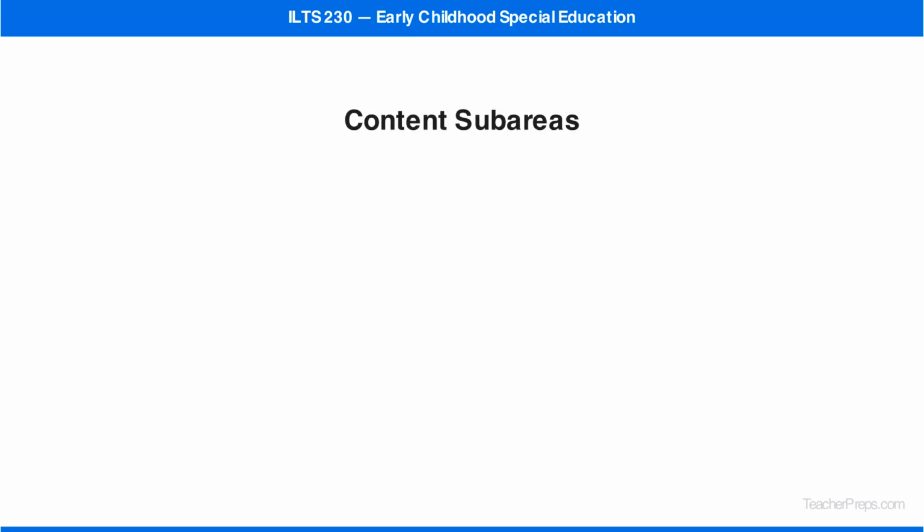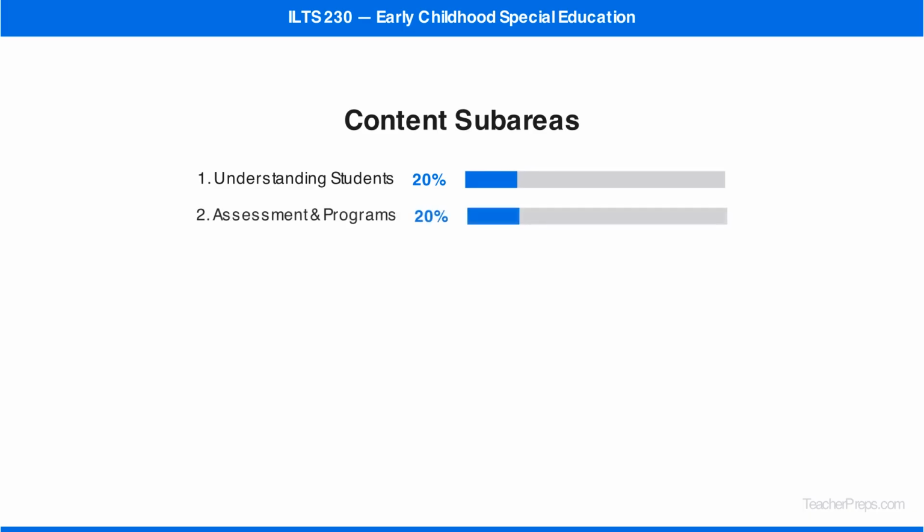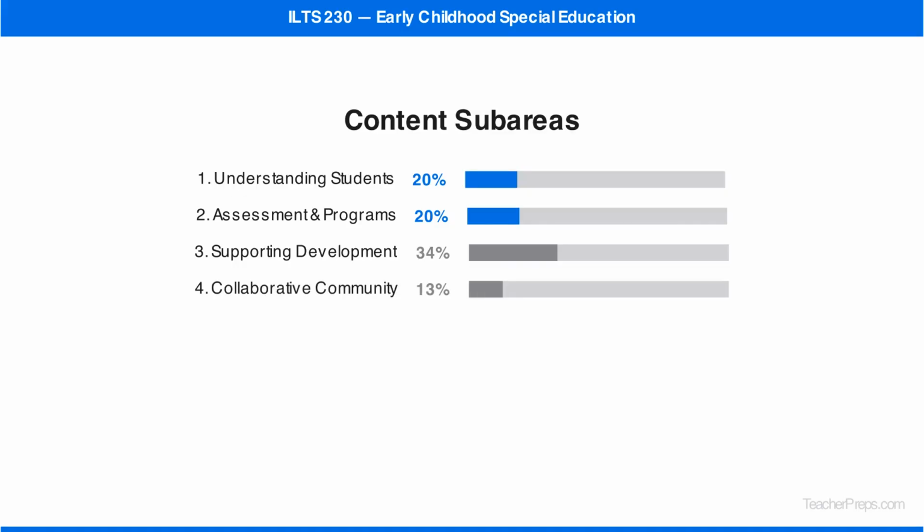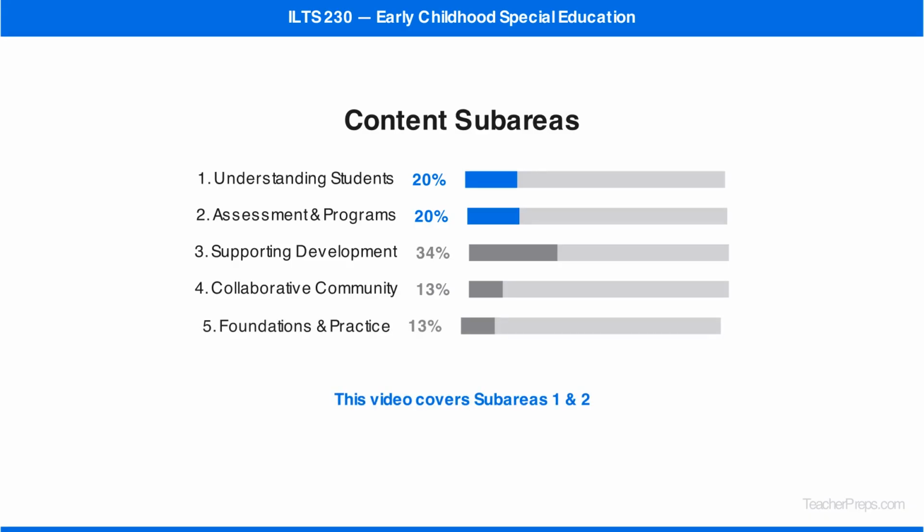The exam is divided into 5 sub-areas. Subarea 1, Understanding Students with Disabilities, is worth 20%. Subarea 2, Assessing Students and Developing Individualized Programs, is also 20%. Subarea 3, Supporting Development and Learning, is the largest at 34%. Subarea 4, Working in a Collaborative Learning Community, is 13%. And Subarea 5, Foundations and Professional Practice, is the final 13%. In this video, we will deep dive into Subareas 1 and 2.